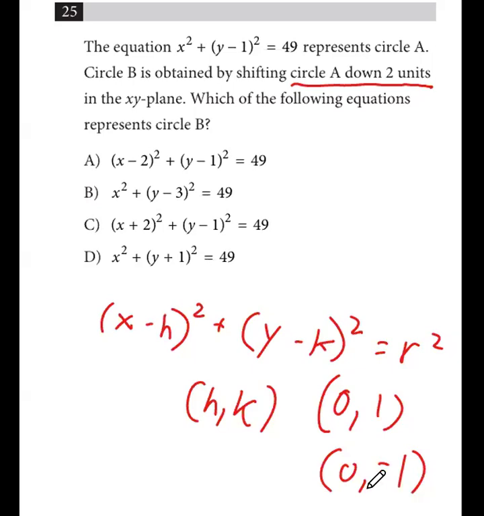And then we just plug back in. So x is the same. And then for y, minus negative 1, well, negative negative means positive. So this would just be y plus 1 squared, and r squared stays the same, so 49. And then the x also stays the same, so still just x squared plus. So the correct answer is D.